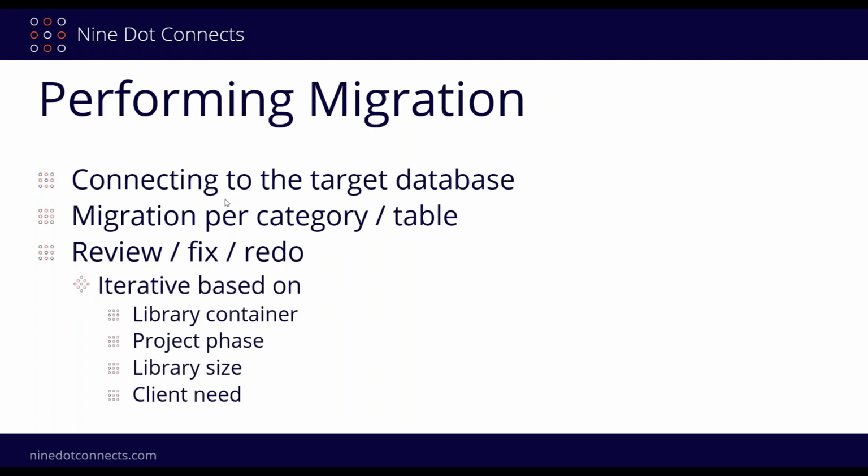So, what do you have to do over here? Well, connecting to the target database, knowing what it wants. And again, you may be going into Oracle or Arena or something else. So know what they want in order for it to be brought in. Migration per category table. This is a big recommendation of ours, especially when you're doing Altium Designer, Concord Pro or Altium 365, because it gives you a lot more control and it makes sure things end up in the right folders with the right templates, with the right version control and all the other things that go along with it. And after you do it, you review, fix, and redo. It's iterative based on containers, project phase, library size, client need, and this just happens.